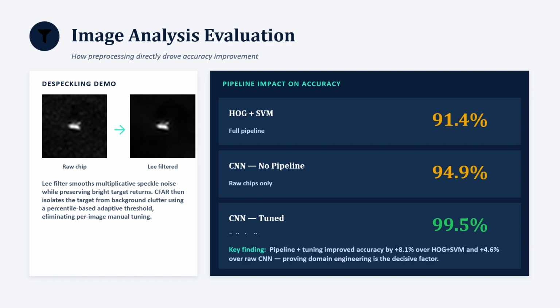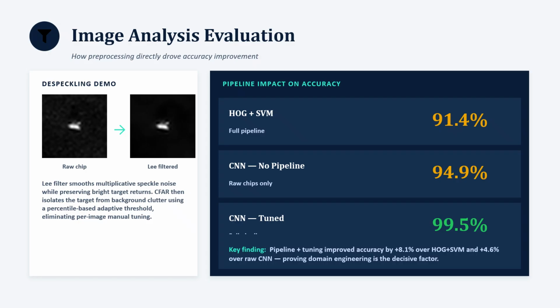This slide answers whether pre-processing actually helped. On the left you can see a real MSTAR chip before and after the Lee filter. The raw chip has visible speckle noise in the background, but after filtering the background is much cleaner while the vehicle return is preserved. The numbers prove the impact here.